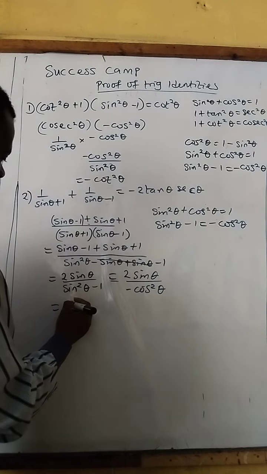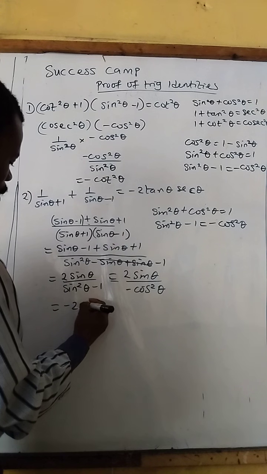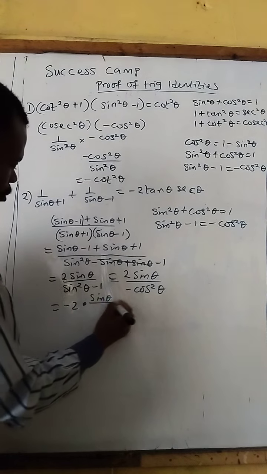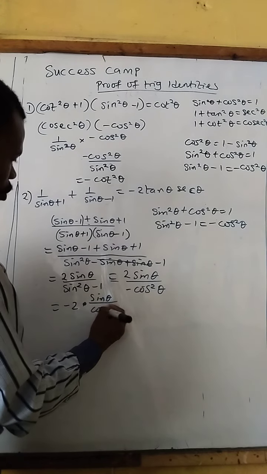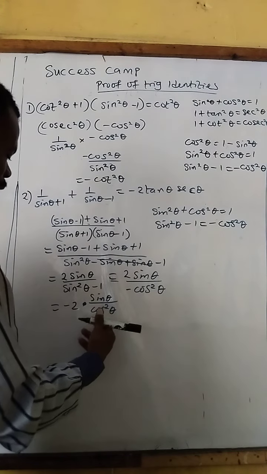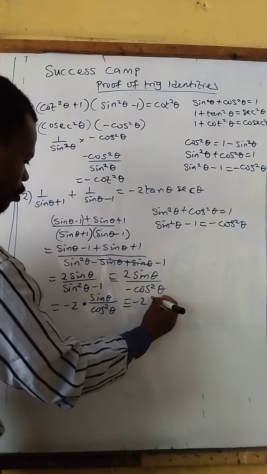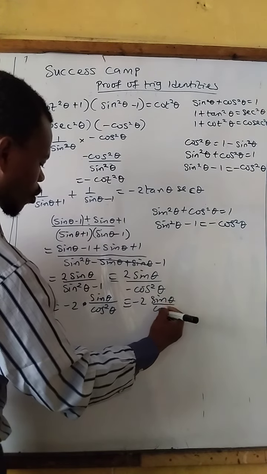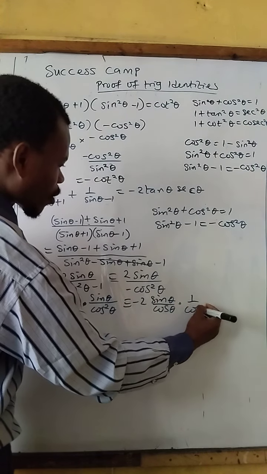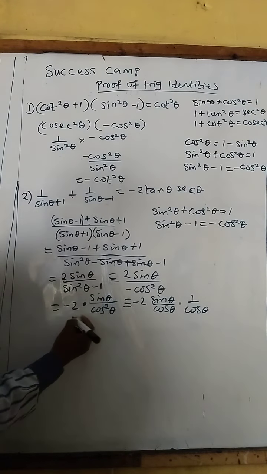Now I can separate this by writing minus 2 times sine theta over cos squared theta. Now cos squared theta is in 2 places, so I can also write this as minus 2 sine theta over cos theta times 1 over cos theta. Cos theta times cos theta is cos squared theta.